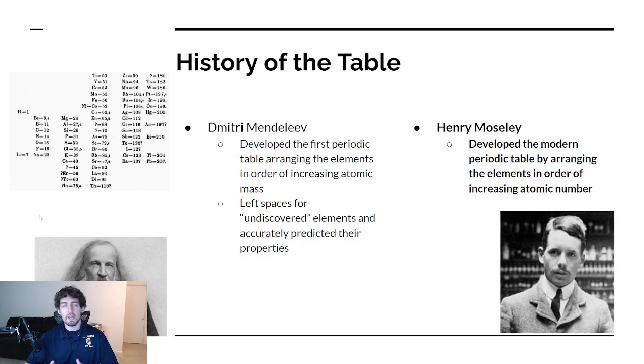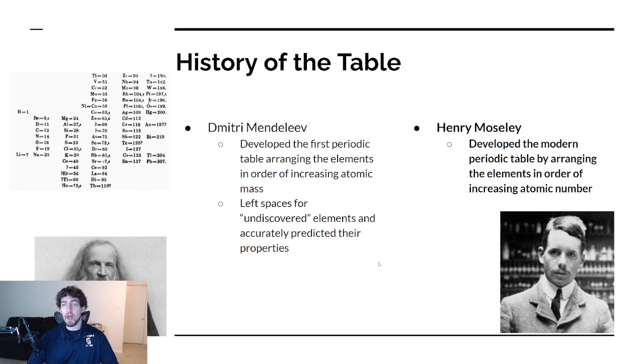So just a quick history of the periodic table. The very first periodic table was developed by Dmitry Mendeleev, a Russian scientist, in the late 1800s, early 1900s. And when he developed his periodic table, you can see it right here on the left, he made his in order of increasing atomic mass. Now, during this time, not all elements had been discovered, but Mendeleev was so intuitive that he left spaces on his periodic table where he believed that they would eventually discover new elements, and those elements would be in those locations. In fact, he was even able to accurately predict the properties that those undiscovered elements would have.